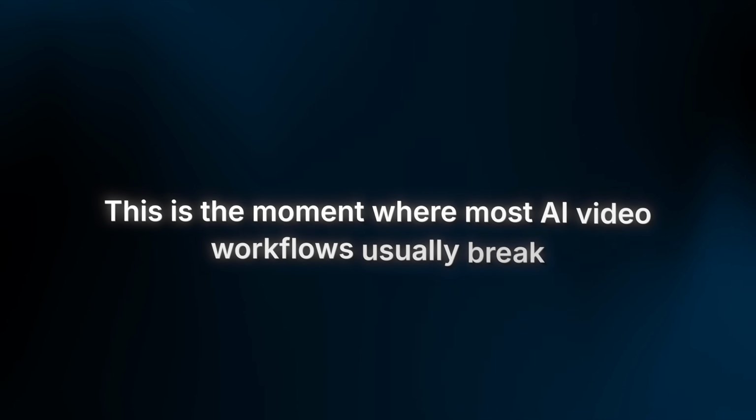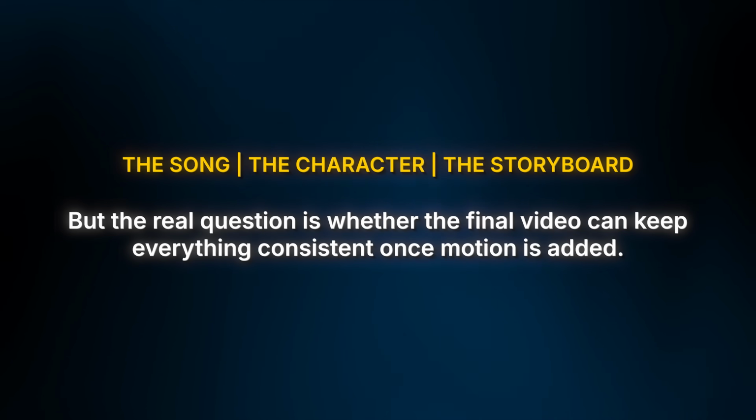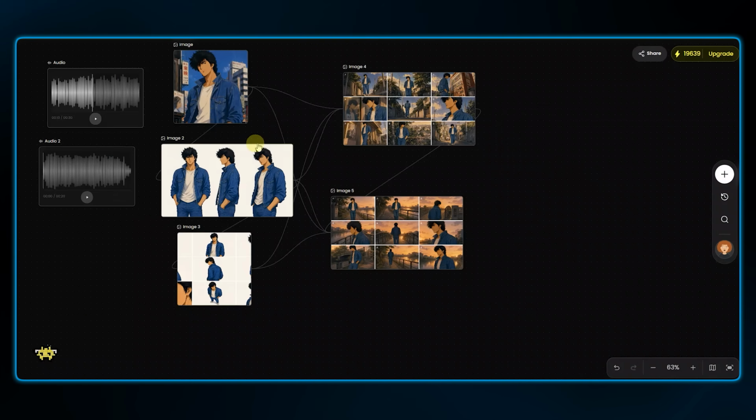This is the moment where most AI video workflows usually break. We have the song, the character, and the storyboard. But the question is whether the final video can keep everything connected once motion is added. So finally, we need to bring in our video generation nodes. 2 of them, actually, 1 for each audio clip.